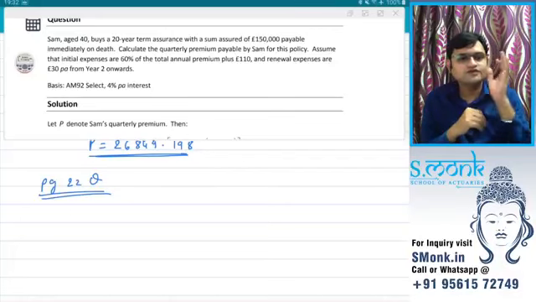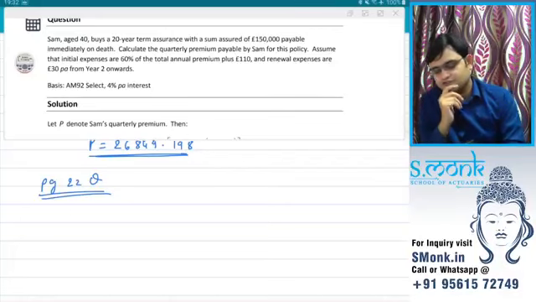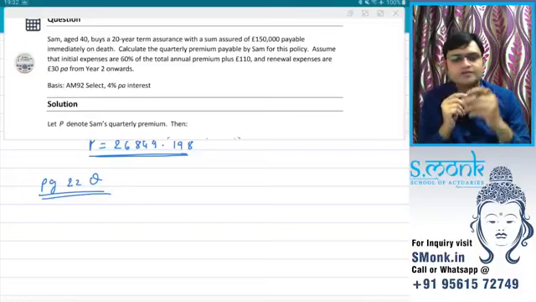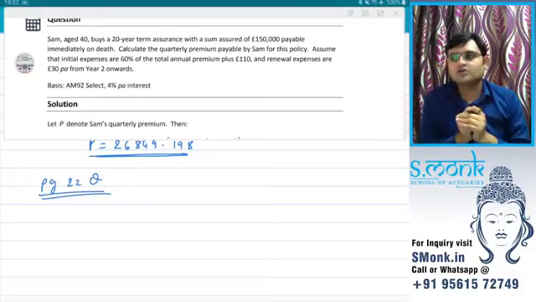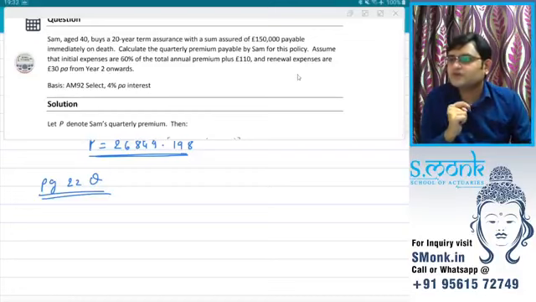Now before we solve this, renewal expenses, whenever premium is payable m number of times, or you can say renewal expenses payable m number of times. See here, what they are saying is renewal expenses are 30 per annum from year 2 onwards. First of all, we are skipping our year 1. Assume that the initial expenses are 60% of the total annual premium plus 110. Renewal expenses are 30 per annum from second year.